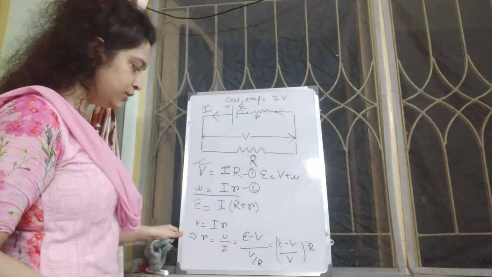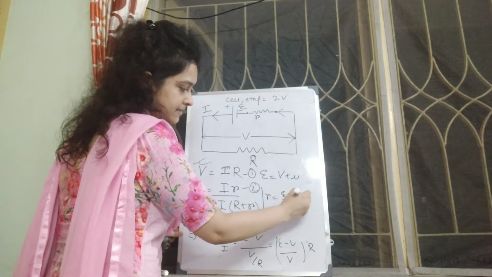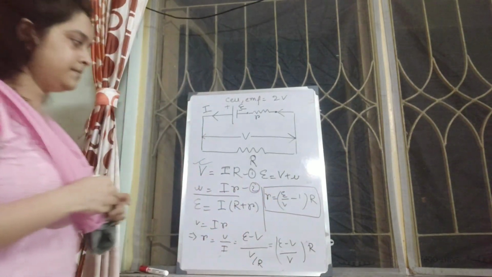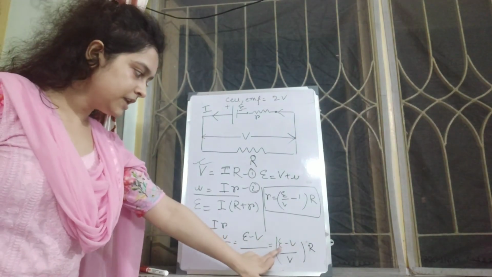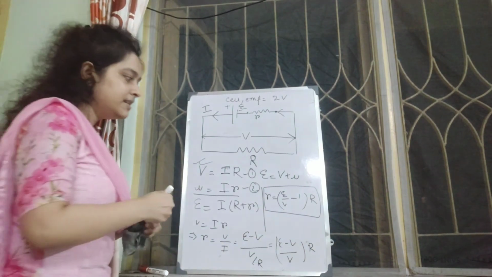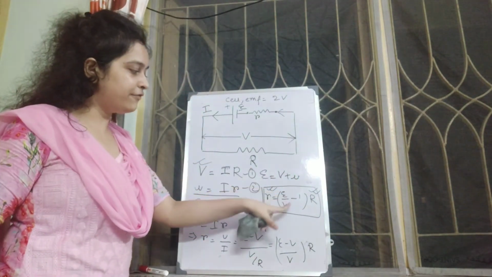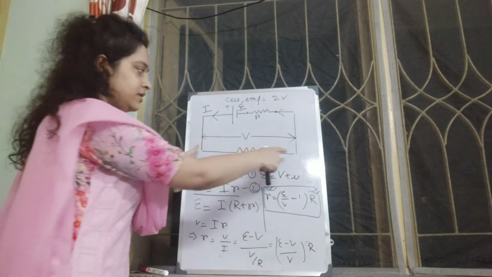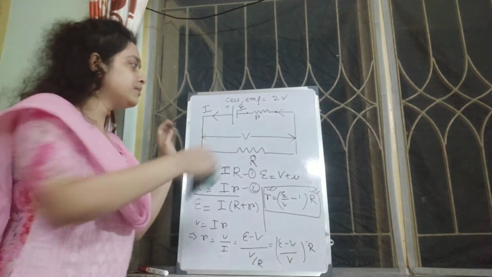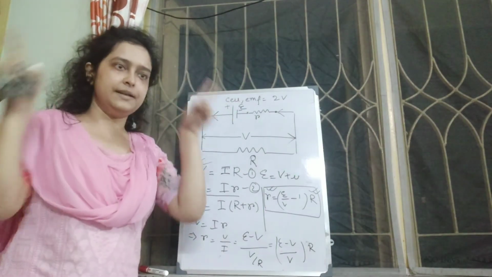So ultimately, what do you get? Epsilon by V minus 1. Epsilon by V minus V by V, which is 1. This is a relation between the internal resistance and external resistance of a cell. What is epsilon? The EMF. V is the terminal voltage, or the voltage across the external resistance which you have connected. Because by definition V is related to everything outside the cell.